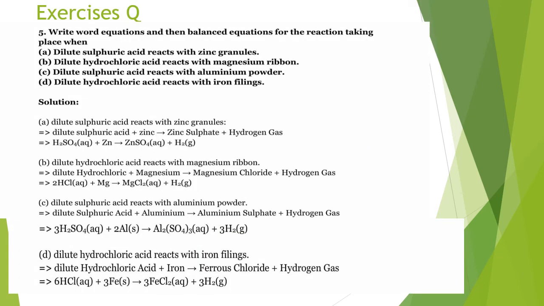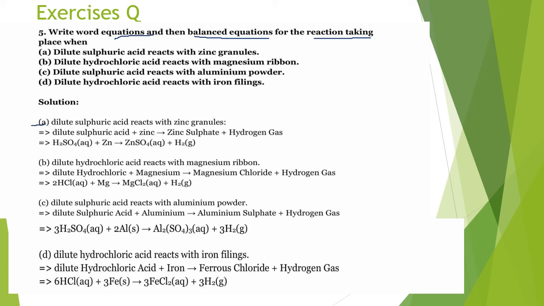Question number 5. Write word equations and then balanced equations for the reactions taking place. Number 1, dilute sulfuric acid reacts with zinc granules. B, dilute hydrochloric acid reacts with magnesium ribbon. C, dilute sulfuric acid reacts with aluminum powder. And D, dilute hydrochloric acid reacts with iron filings. Children, you can see all these 4 reactions are reactions of acid with metal. And already you have learned acid reacts with metal to form salt and liberate hydrogen gas. So let us go one by one.